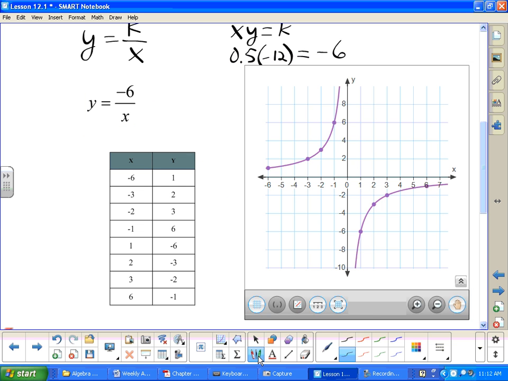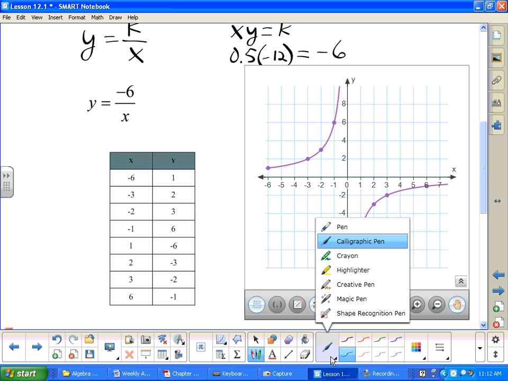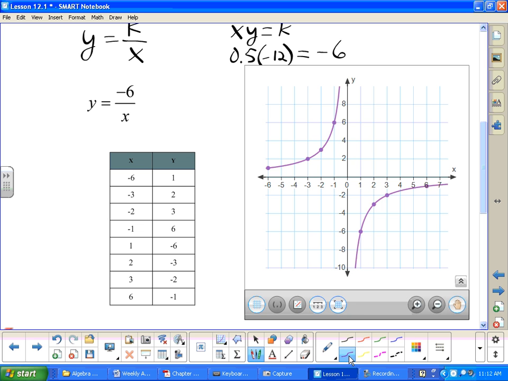And the one thing we need to remember is that these lines go on forever, so these are arrows. Do they cross the x or y axis? No, because I can't divide by 0.